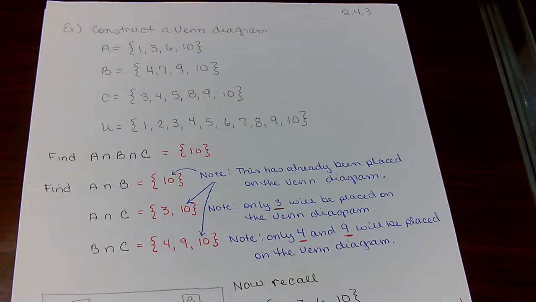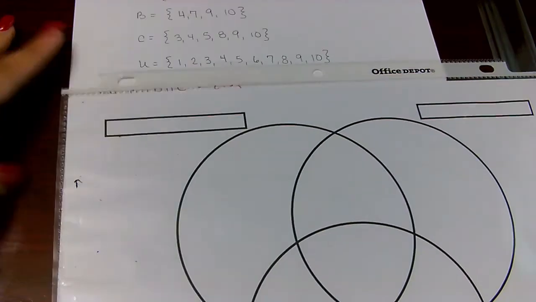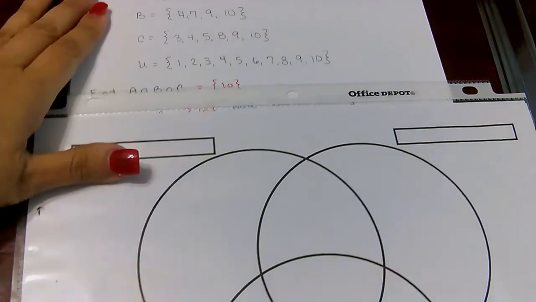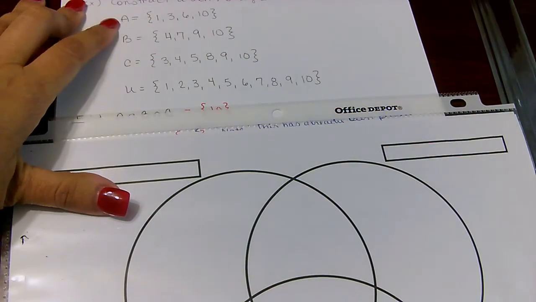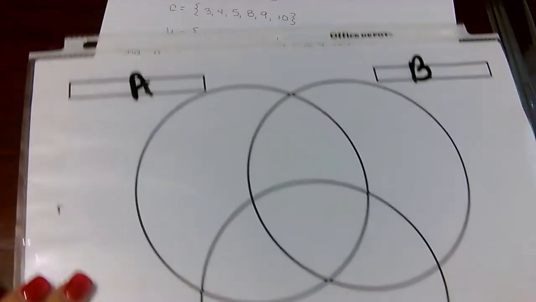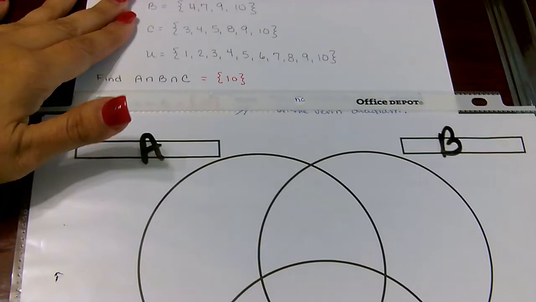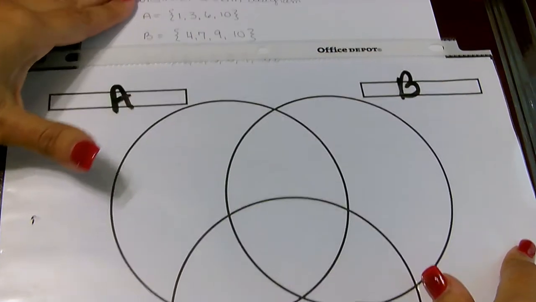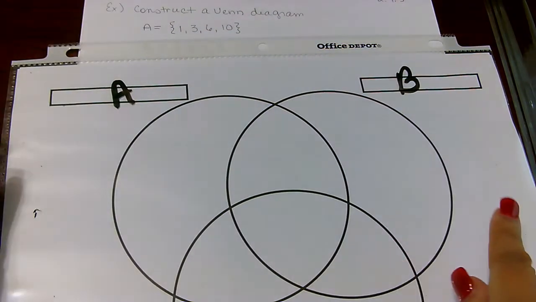Okay, the next problem is asking us to construct the Venn diagram, right? So I'm going to go ahead and get a fresh Venn diagram, and we're going to go ahead and label our circles. We have A, B, and C. So I'm going to label this A, circle B, and circle C. Okay. Remember, when we're working with Venn diagrams, we want to go ahead and do the intersecting parts first.